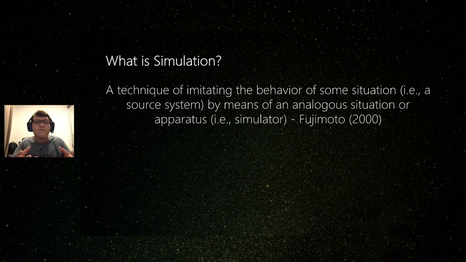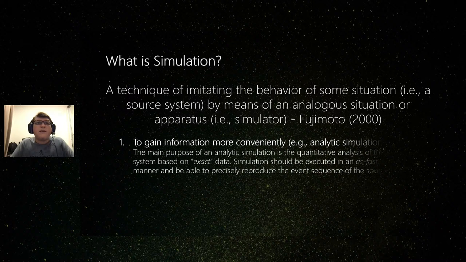So if you have a system and you want to imitate the behavior of that system, or create an analogy of the system, as an apparatus, meaning something that you can build upon, that can be physical or maybe digital, for example, that we call a simulator. That's the difference, apparently. So the simulation itself is not a simulator, but the simulator is using simulation. That is how I understand it.